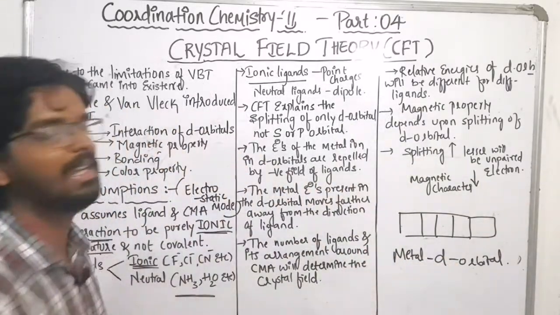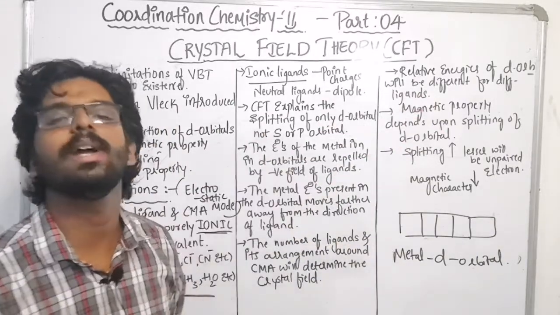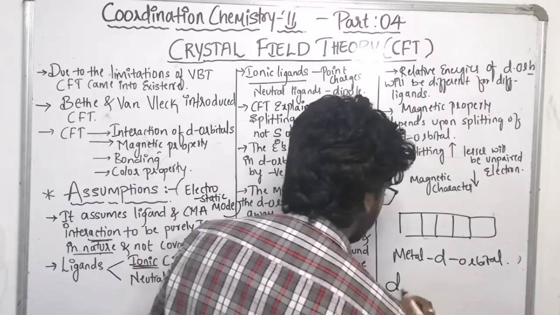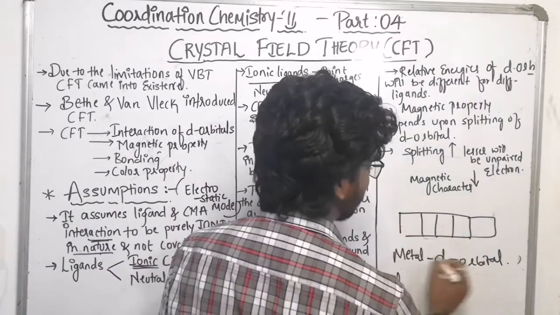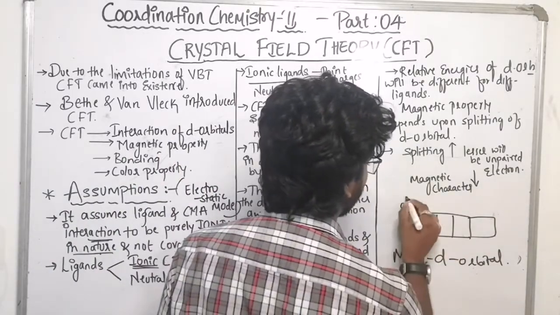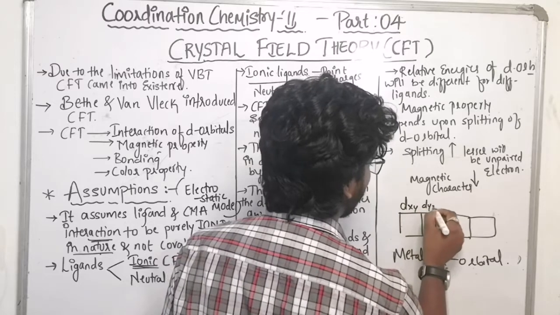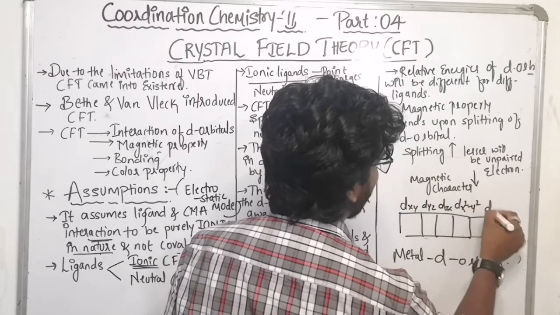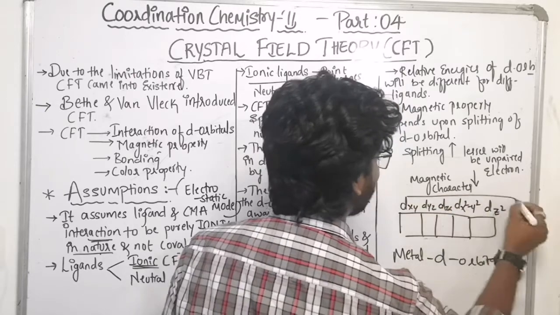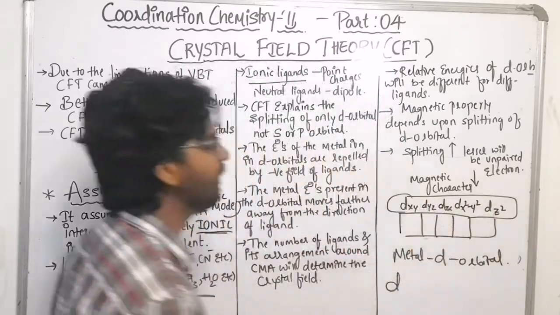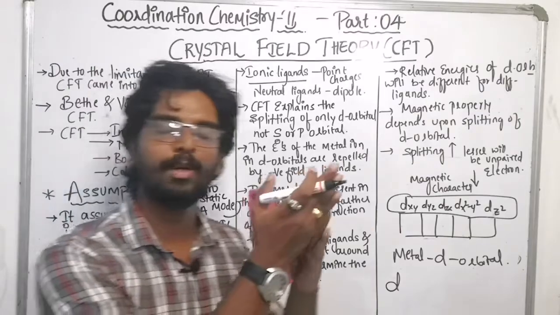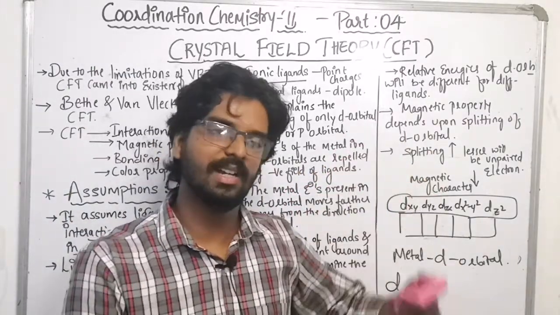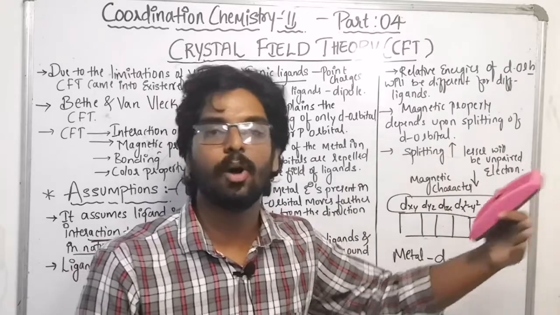These metal d orbitals will be split up into two energy levels. See here, how many orbitals are there in d orbitals? That is 5 orbitals you can find: dxy, dyz, dzx, dx square minus y square and dz square. All these 5 d orbitals are split into different energies. One acts as a lower energy, another acts as a higher energy in the complexation.